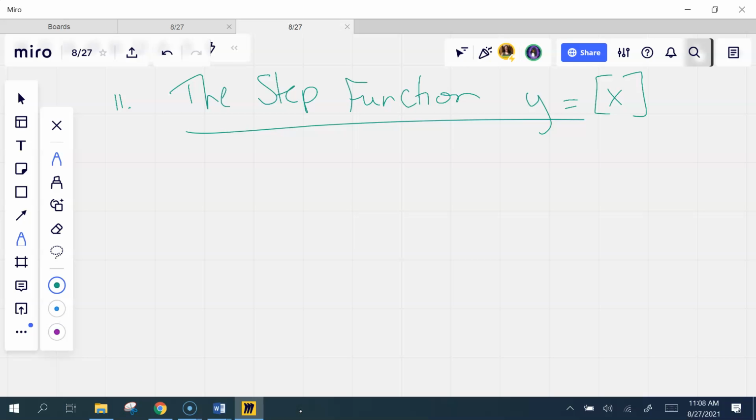All right, 11, the step function. Also known as the greatest integer function. It takes every decimal and it rounds it down to the nearest whole number. Okay, are y'all with me there? So 1.1 would be 1. Okay, are y'all with me on that? And let me make sure your book is going down and not up.